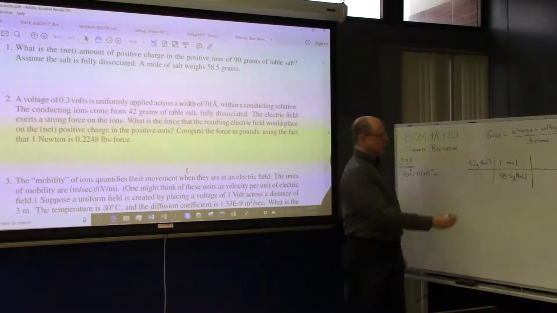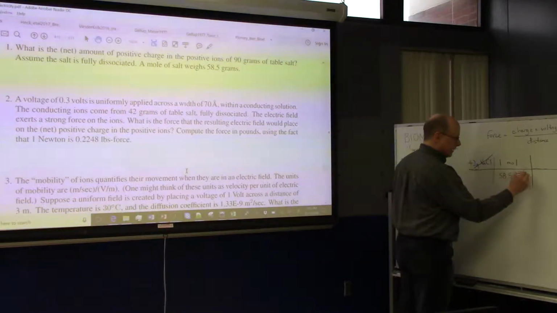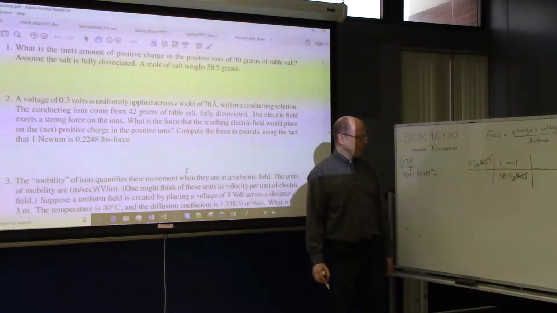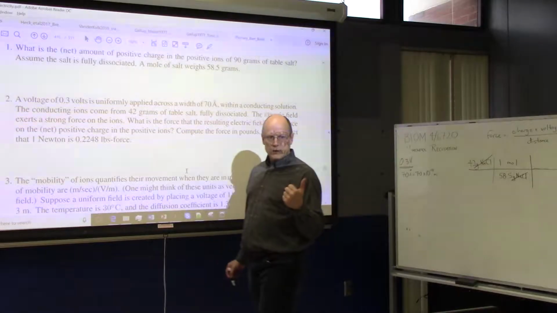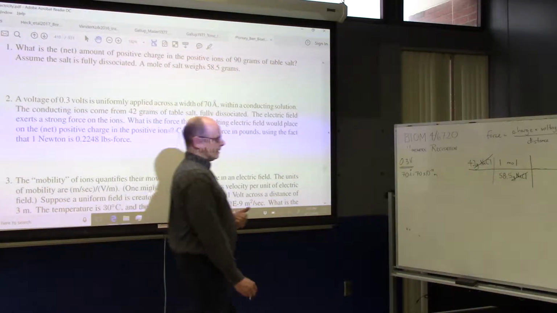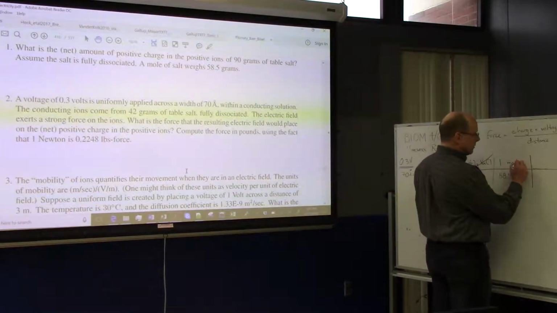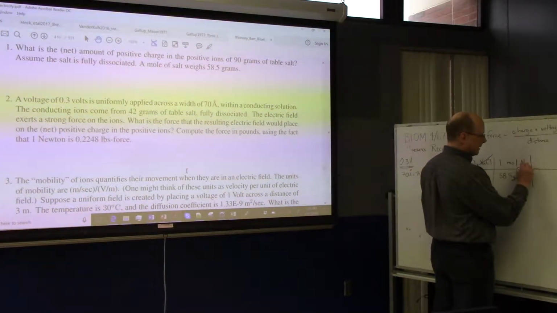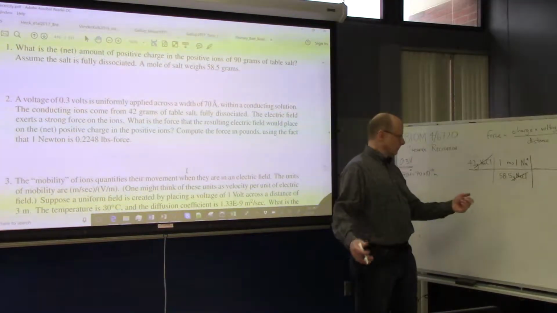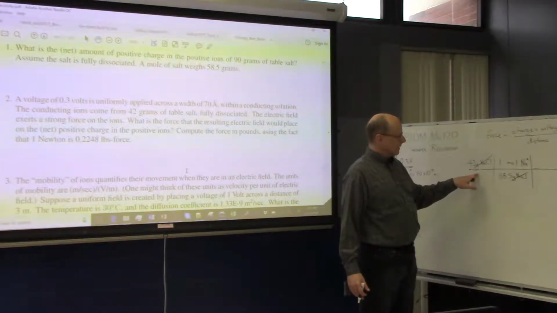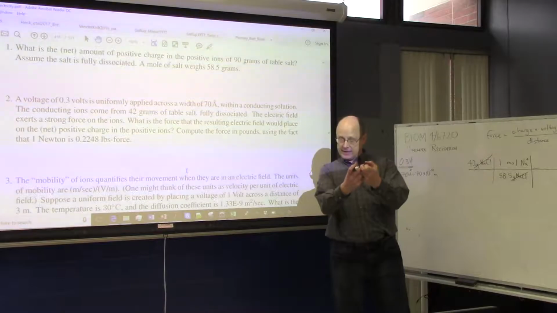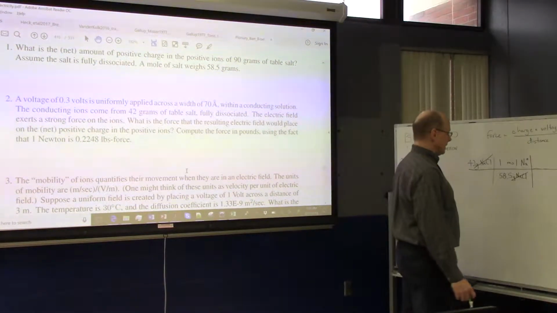So we can cancel this, cancel that. That will give us moles. That's the units left. So it's like you said, 42 divided by 58.5. But we don't have to stop there because we don't want moles of sodium ions. We could have said, okay, this is moles of sodium and chloride, but there'll be 1 mole of each. So I can call that a mole of sodium ion, and it will be the same as the chloride. Now, because it's fully dissociated, that means that for every bit of NaCl, there's one sodium ion and one chloride ion.